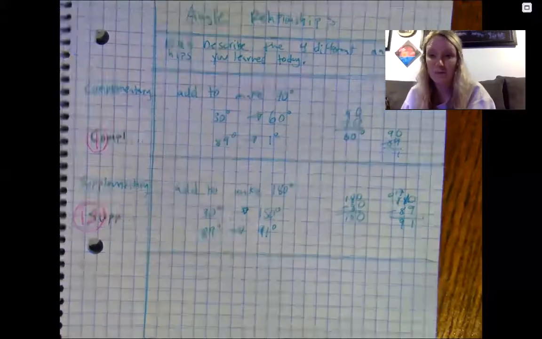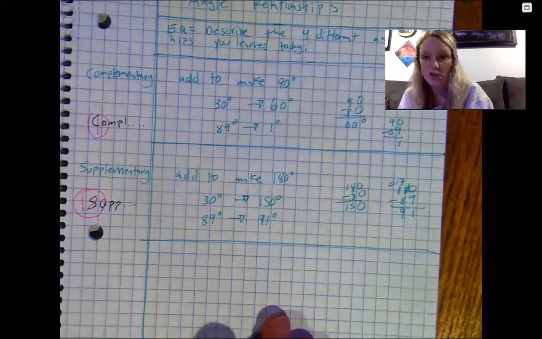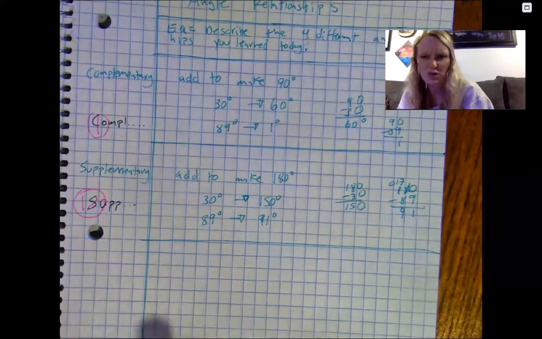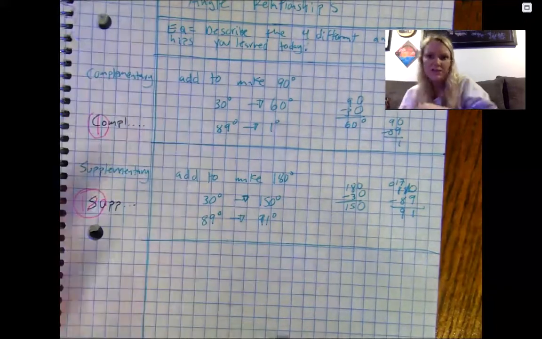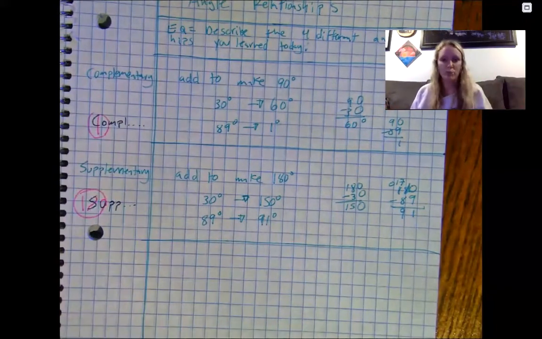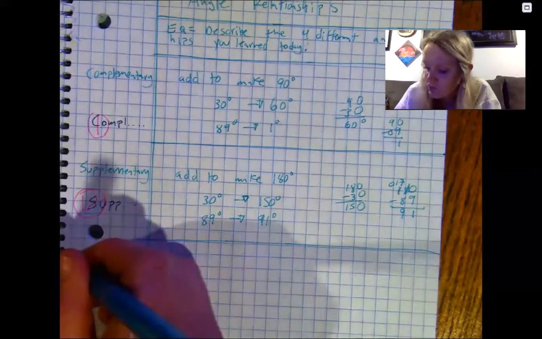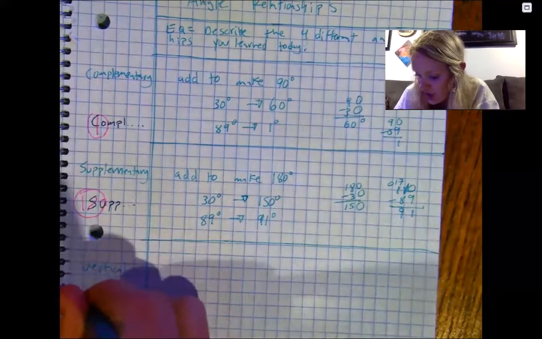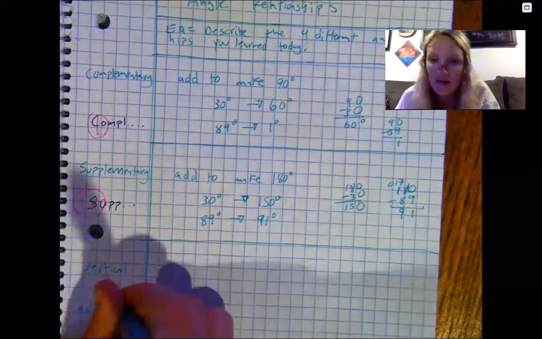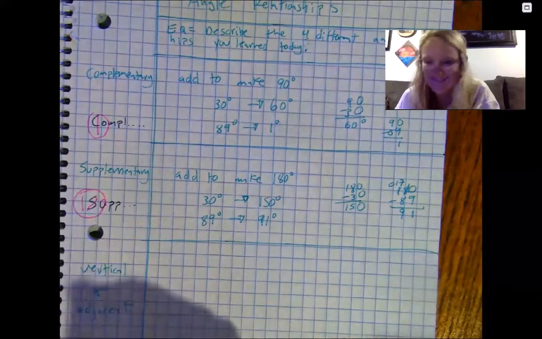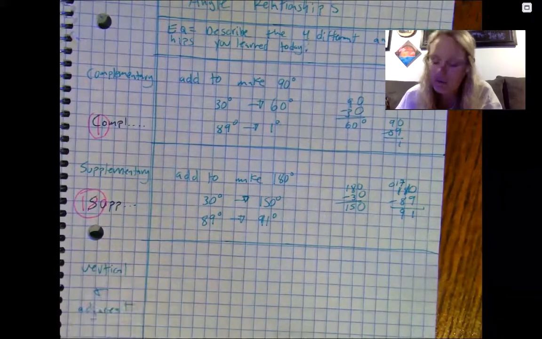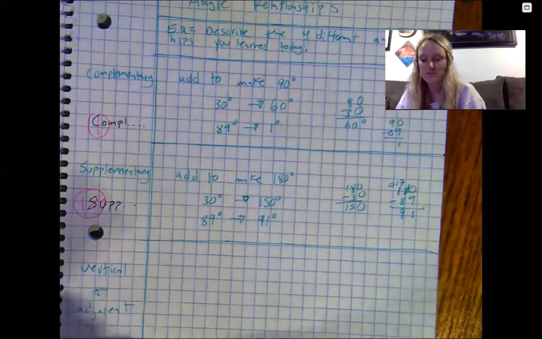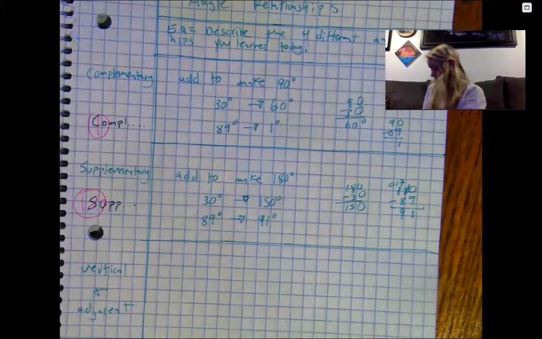This one I'm going to build a big diagram because this one's a little more difficult than these. These ones are like, okay, whatever 2 numbers add to make 90, whatever 2 numbers add to make 180. These are called vertical and adjacent angles. Vertical and adjacent angles. Okay. So I'm going to draw a diagram because I think that's what's going to be best for us to get this one.